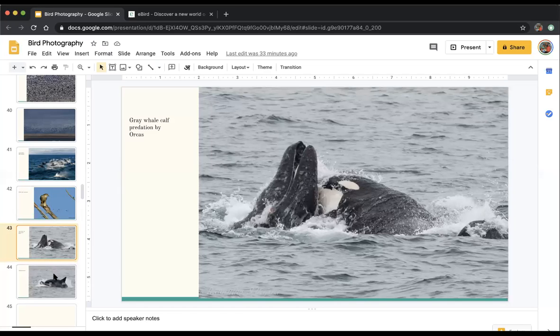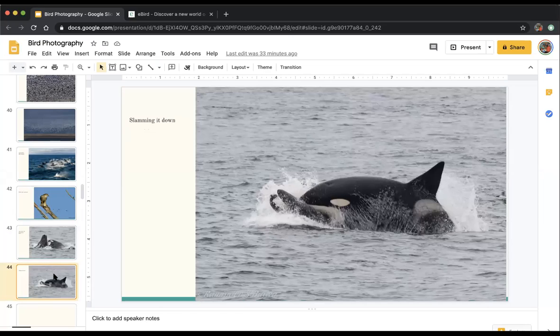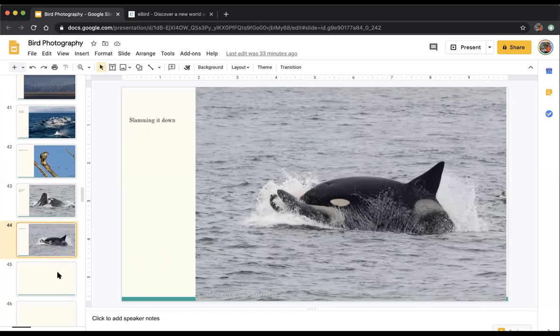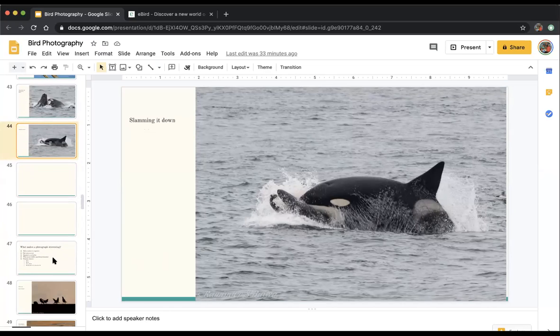So just the sheer physicality of it. Here you can see the orca on the right, and you can see the open mouth of the gray whale. It's literally slamming it. It's turned it over and it's pushing it down with its body weight. Right. So hunting or eating is a big theme.